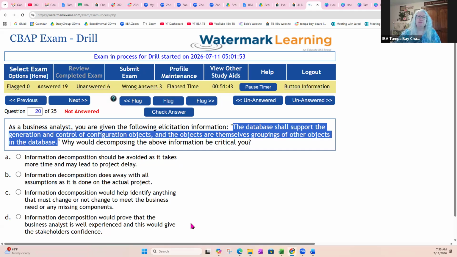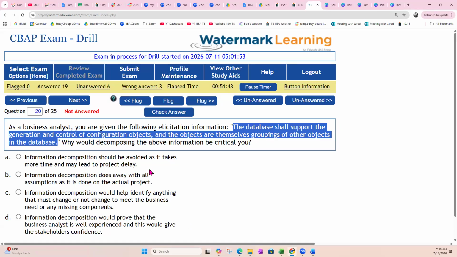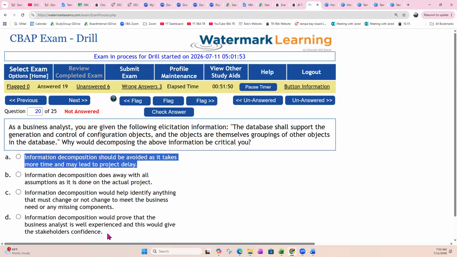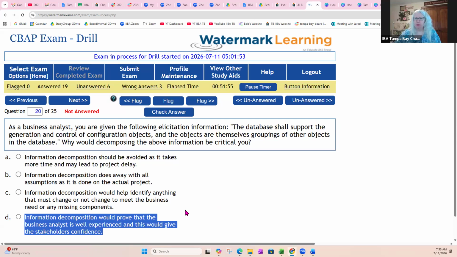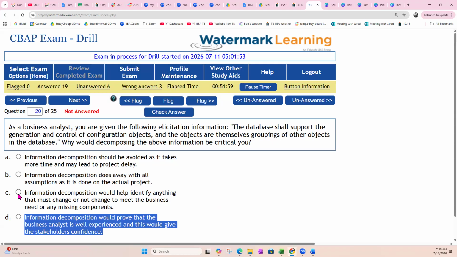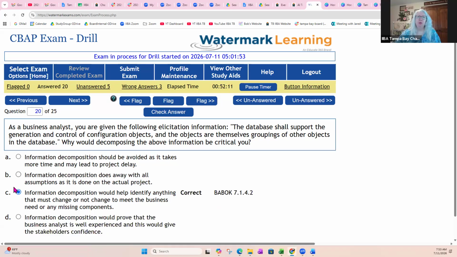Let's eliminate one, guys. Eliminate A and D. Yep, I agree. Very good. So B and C are left. What do we think is the best answer? I'll go with C. Yes, C as well. You are correct. You're all three correct. Good job.